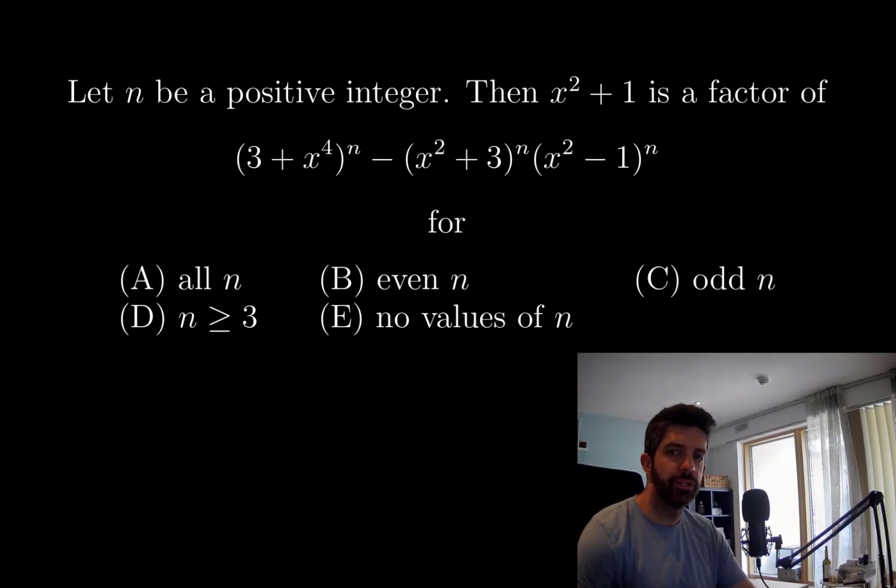Let n be a positive integer, then x squared plus 1 is a factor of (3 plus x to the 4)^n minus (x squared plus 3)^n times (x squared minus 1)^n for some options describing n.